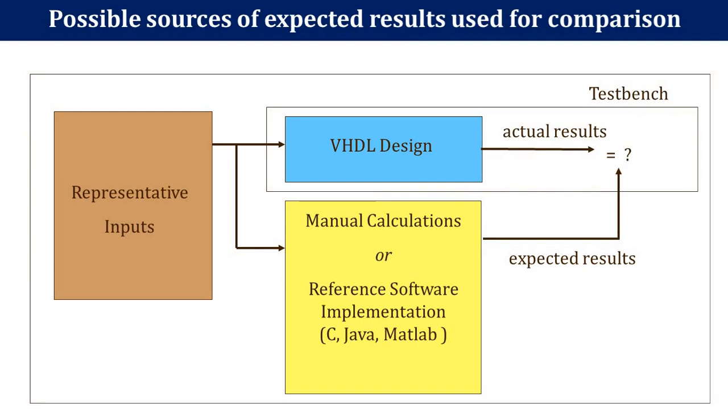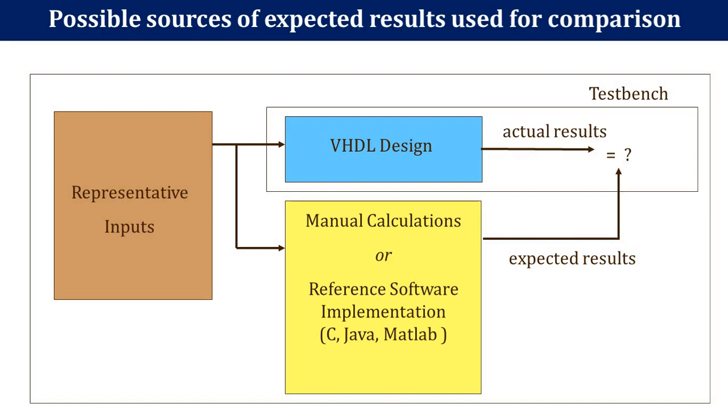Let's see what the possible sources of expected results are which are useful for the comparison. Meaning, how we can compare the observed output generated at the end of the test bench process with the expected outcomes. For that purpose, we will first apply representative inputs, meaning sample inputs, to our VHDL design. At the same time, you can use some manual calculations or a reference software implementation to obtain the expected results.